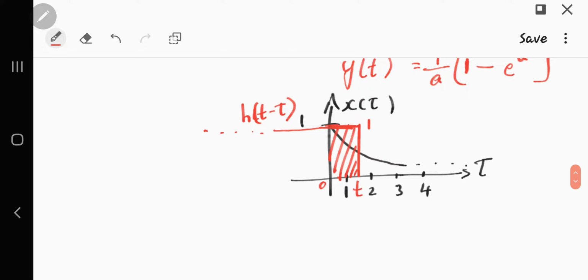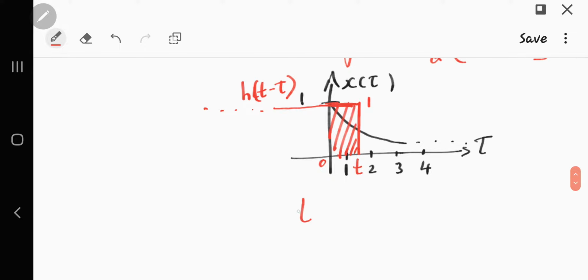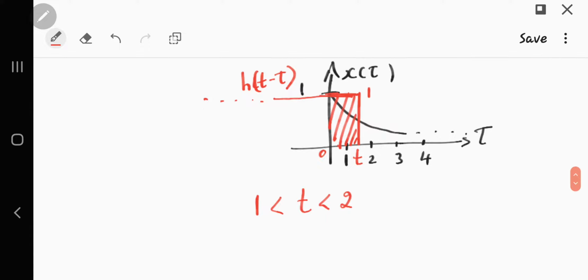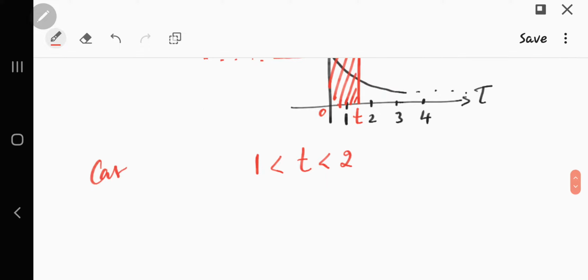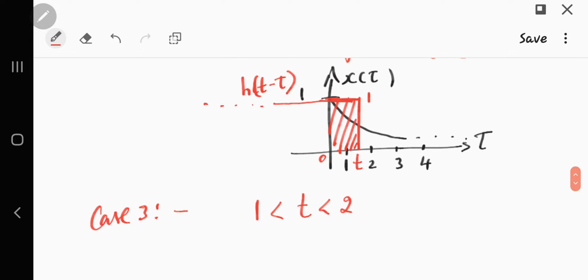Now how do you define the condition? Now t is placed between 1 and 2. So we define this state as t less than 2 and greater than 1. So for this case, let's see what happens to y of t. Now if you observe this again, we are getting the same region. That means the overlapping is happening between 0 to t only.